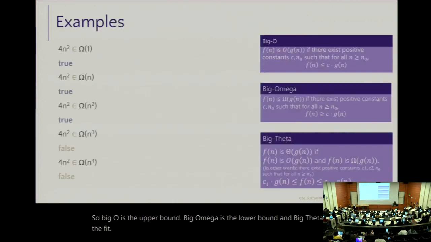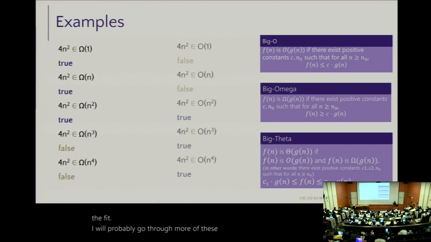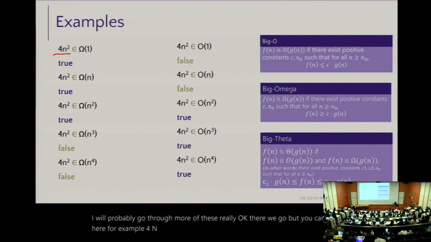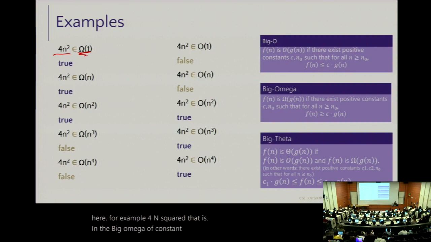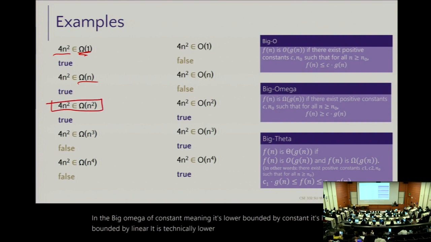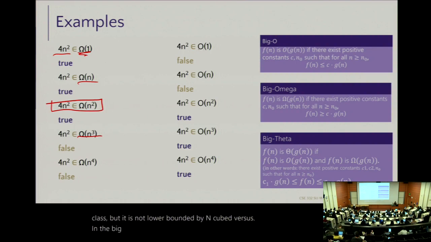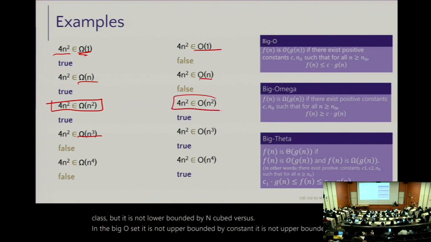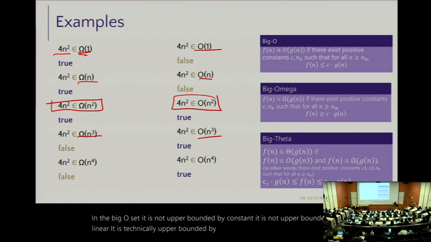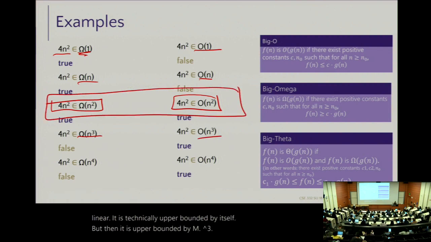I will probably go through more of these. But you can see here, for example, 4n squared is in the big omega of constant, meaning it's lower bounded by constant, it's lower bounded by linear. It is technically lower bounded by its own complexity class, but it is not lower bounded by n cubed. Versus in the big O set, it is not upper bounded by constant, it is not upper bounded by linear. It is technically upper bounded by itself, but then it is upper bounded by n cubed. That's how you determine that the theta is n squared.